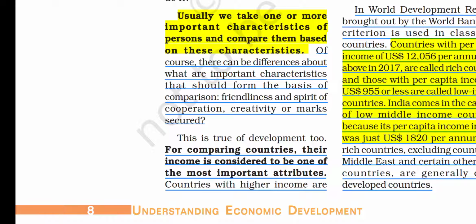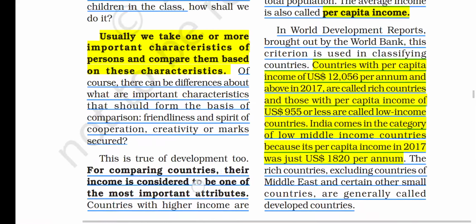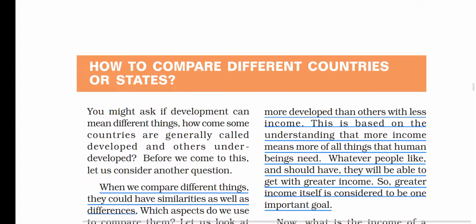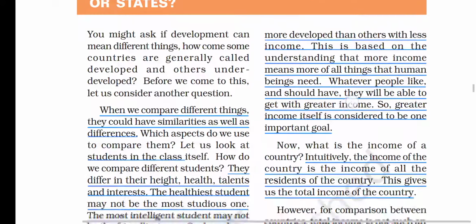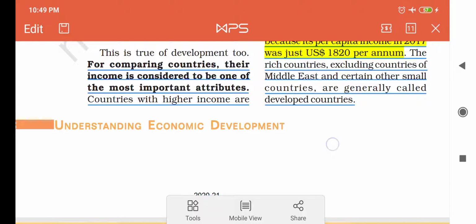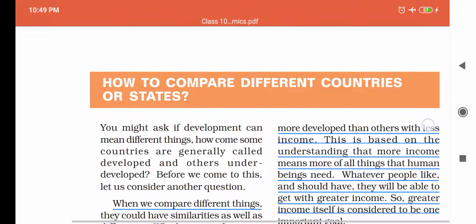This is also true for the comparison of countries. For comparing countries, their income is considered to be one of the most important attributes. So to compare which country is more developed than the other, we use income as the main criterion. So here what we can see is that countries with higher income are more developed than others with less income.